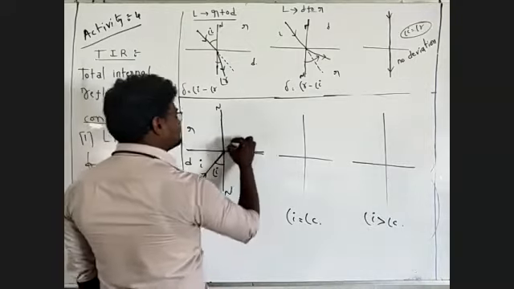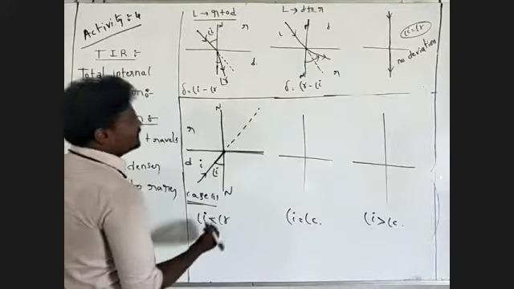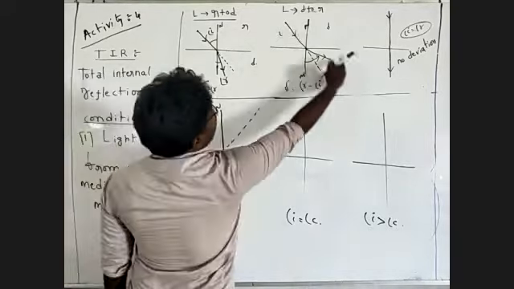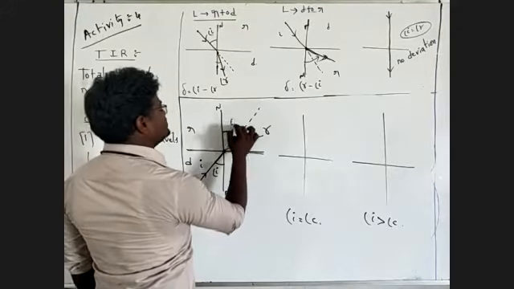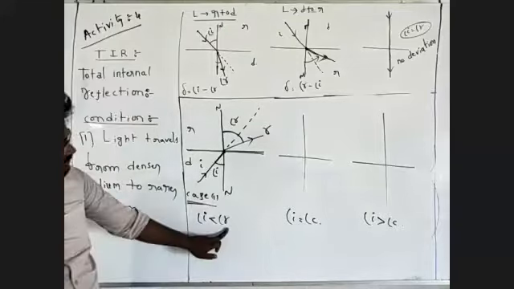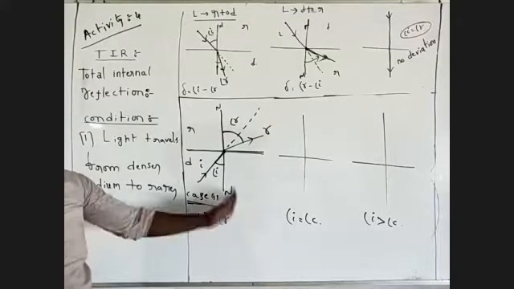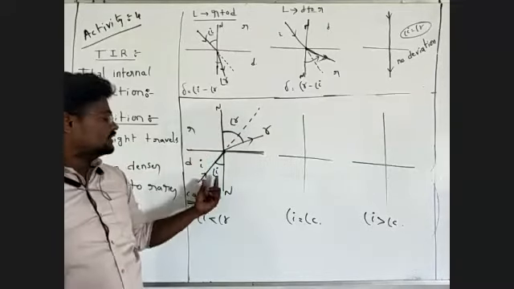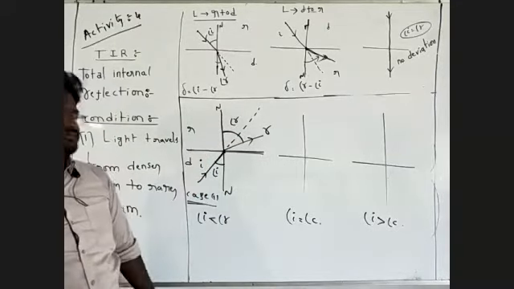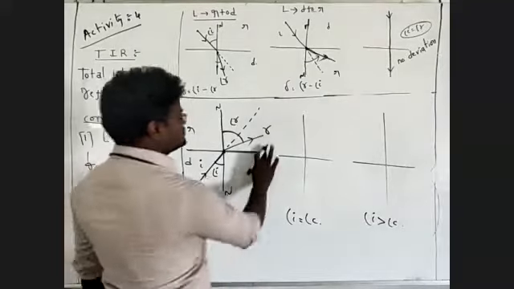Now the actual direction of the incident ray is this direction. But light travels from denser medium to rarer medium, so the refracted ray bends away from the normal. This is the refracted ray. The angle between N and R is the angle of R. Angle of R is greater than angle of I. That is the first case. Refracted ray in the rarer medium, incident ray in the denser medium.